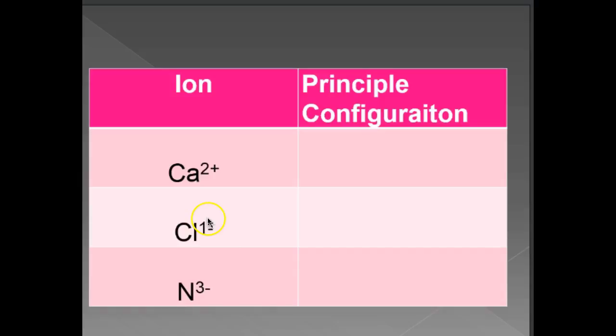Cl minus. Chlorine on your reference table is 2-8-7. Since this has its -1 charge here, that means that it gains an electron, so it would be 2-8-8. And lastly, N is 2-5 on the reference table. This is -3, which really means that it would add 3 electrons, so it would also be 2-8.